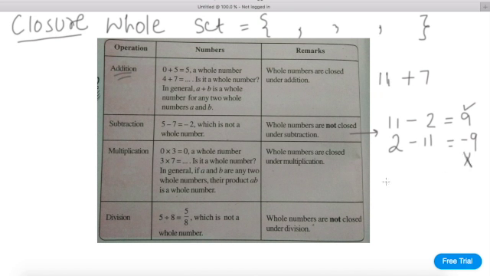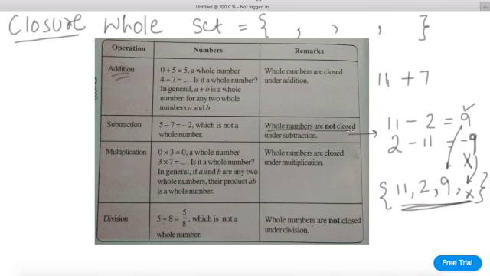So which means a set which contains 11, the set which contains 2. But a set can contain 9, but a set cannot contain minus 9. Cannot. Reason? For a set to be closed, all the numbers have to be whole numbers, whereas minus 9 is not a whole number. Whole numbers are not closed under subtraction.